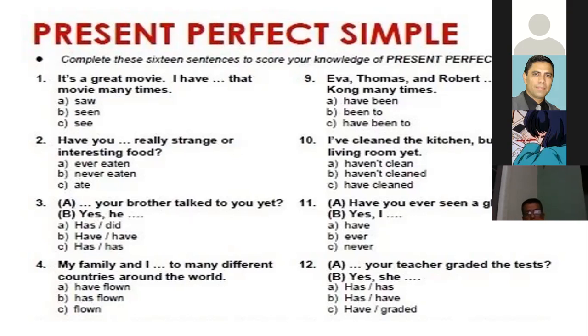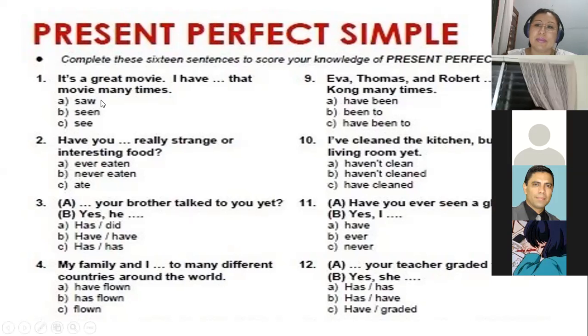And number nine. Okay, number nine. Volunteer for number nine. Eva, Thomas, and Robert have been to Hong Kong many times. Have been to. It's letter C. Yes, have been to Hong Kong many times. Okay, thank you, Larissa. Very good.